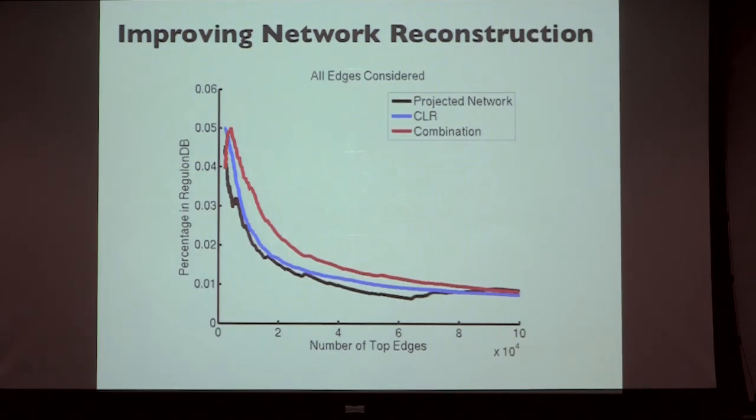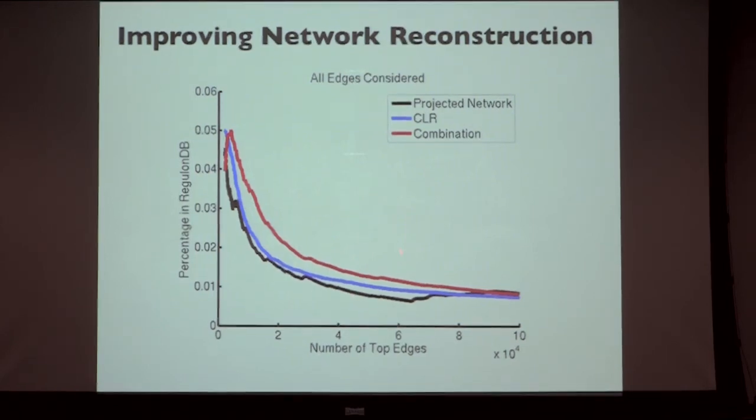So it's not that people haven't used the annotations to improve network reconstruction algorithms, but the way in which they've used it is just to refine the set of edges that come out of the high throughput. But in fact, if you use it to find an alternative set of edges, you do better.